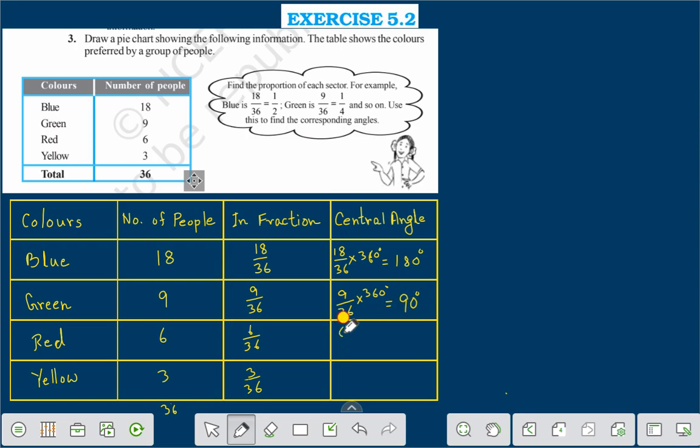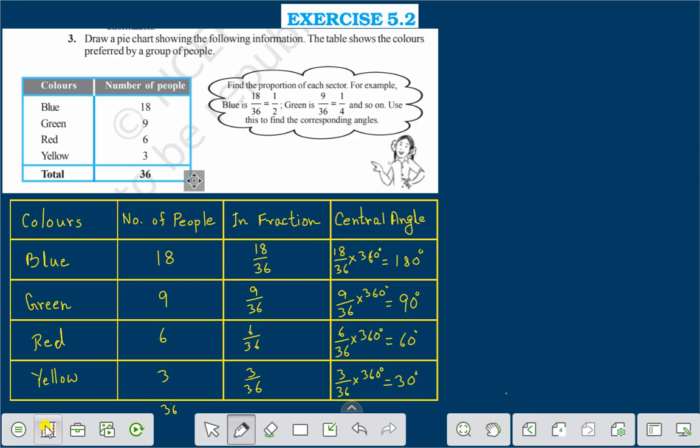Next one is 6 by 36 into 360 degree. Then we are getting 60 degree. Next one is 3 by 36 into 360 degree. Then we are getting 30 degree. Right? Now we'll make the pie chart of this table.